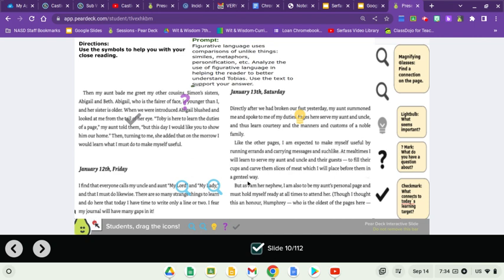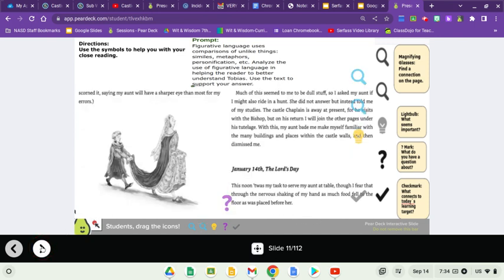Ooh, genteel, I remember that word. But as I am her nephew, I am also to be my aunt's personal page and must hold myself ready at times to attend to her. Though I thought this an honor, Humphrey, who is the oldest of the pages here on slide 11, scorned it, saying my aunt will have a sharper eye than most for my errors. All right, and here he is. There's Toby, and there's the aunt.